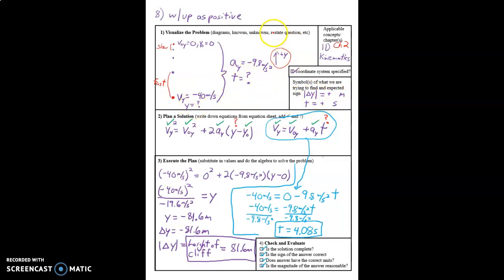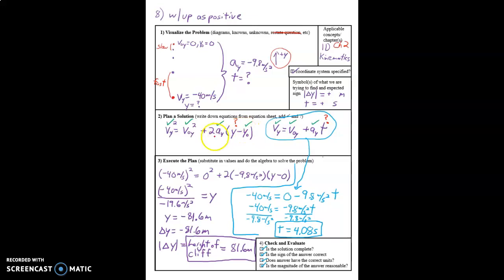We did not need to restate the question here because it was a straightforward question. The only restating, I guess, was restating the answer, clarifying that the height of the cliff is going to be equal to the absolute value of the displacement. So we're saying, what is the displacement? And we can easily take the absolute value of that.